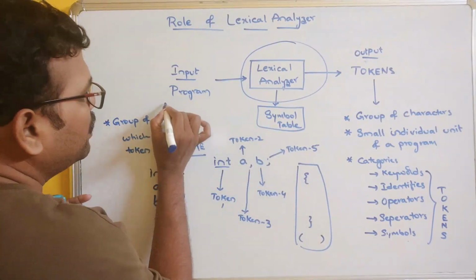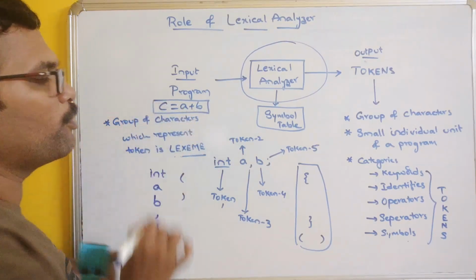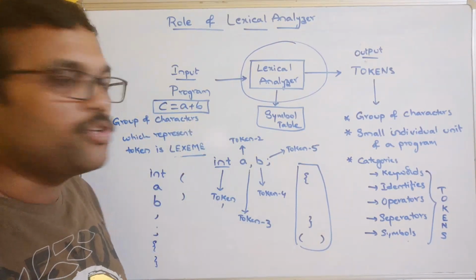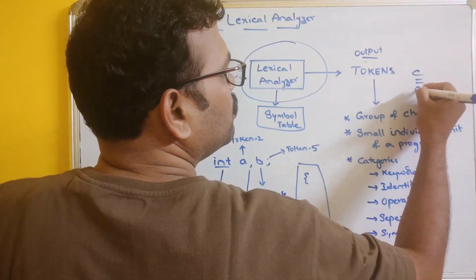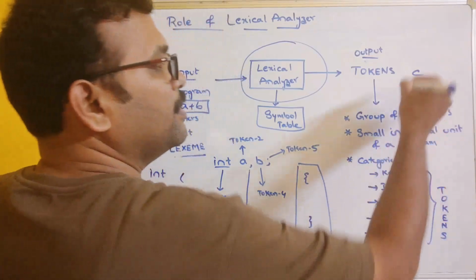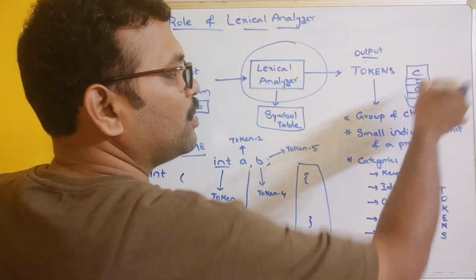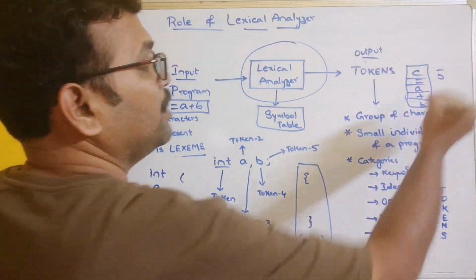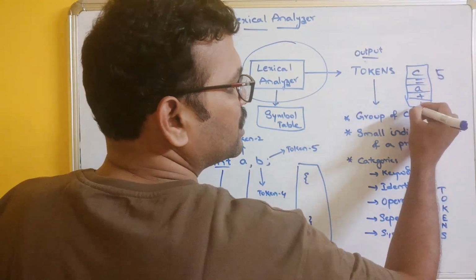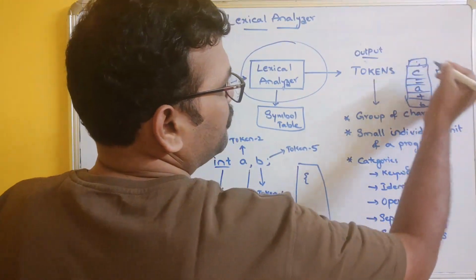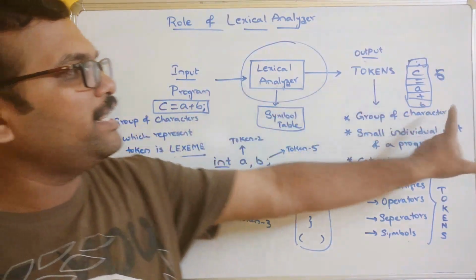For example, let it be some c is equal to a plus b. This is the instruction of one program. So the output will be c is equal to a plus b. These are the group of tokens. All these are the different tokens. How many tokens? So 5 tokens are there. If you are having a semicolon, you have to include the semicolon also. So it will be a total of 6 tokens. So we are giving the input and we are getting these tokens.